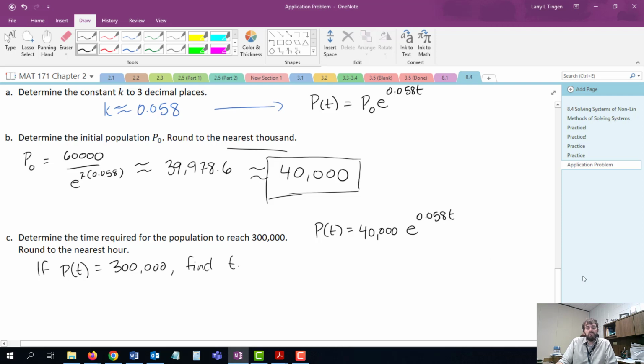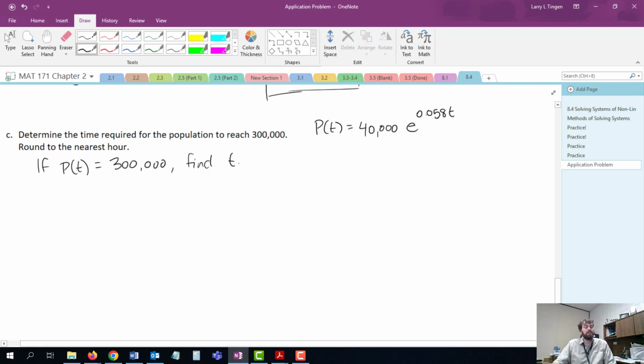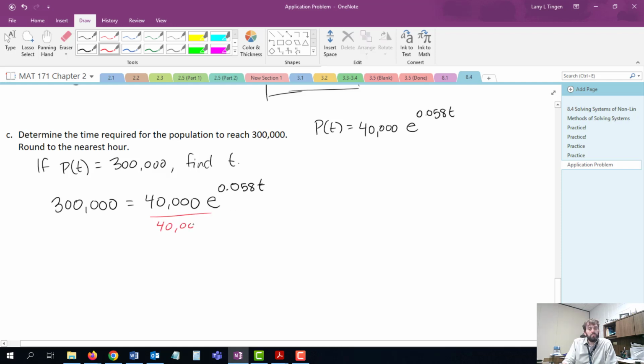I could not do that step before because I had too many variables, right? I didn't know k, I didn't know P naught. Well, now I know both of those, so that means on the left-hand side, P of t gets swapped out for 300,000. On the right, k is there, and then t is there. Can I solve this for t? Absolutely, because I know how to get powers down from the exponent. So I want to get t by itself. Anytime you have an exponential equation and you're trying to solve for a variable in the exponent, first thing you do is get that exponential by itself.